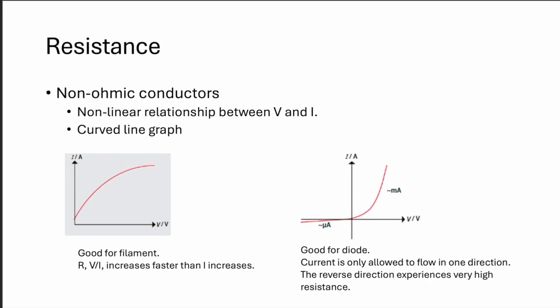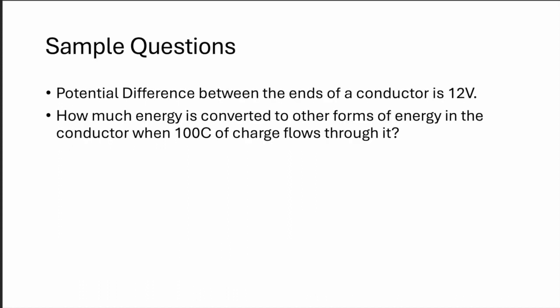Okay, and that is all for the topic. Let's move on to some questions. The potential difference between the ends of a conductor is 12 volts. Okay, so based on this sentence, you must imagine that maybe this slide is 12 cm. How much energy is converted to other forms of energy when 100 coulombs flows through it?